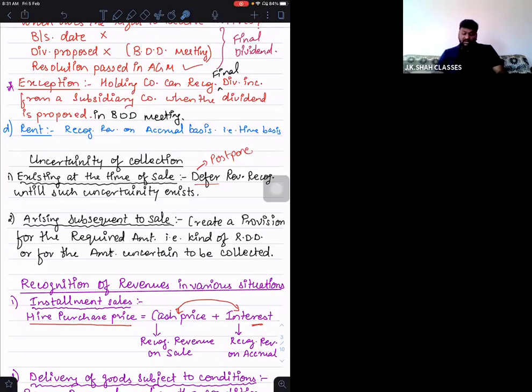But sir, what if uncertainty of collection is arising subsequent to sale? Means sir, at the time of sale, the customer is superb, very nice. He takes credit from me and I sold goods to him. And there was not even a 1% uncertainty that he will not pay. I was 100% sure that he was going to make the payment. Fine. So I recorded my sale, right? But sir, after 1 month, he never picks up my call. First, his number was busy. Then his number was switched off. And now it says that the number is not in service. Right? So technically, I know that I may not collect the funds now.